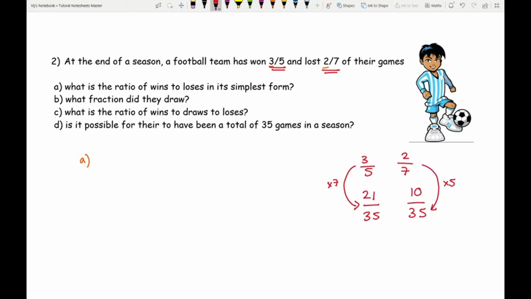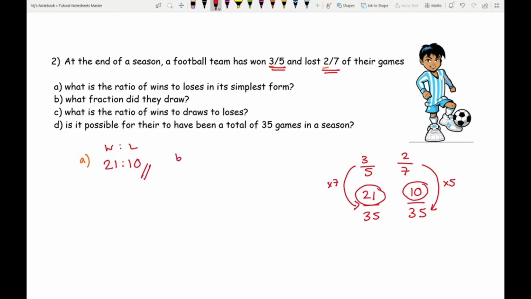So from this what I can now do is compare these two. Now that the denominators are both the same for these two fractions, I've got the total parts, which is 21 to 10. So the ratio of wins to losses is going to be 21 to 10. Can I simplify that ratio? No, I cannot, so there we go.